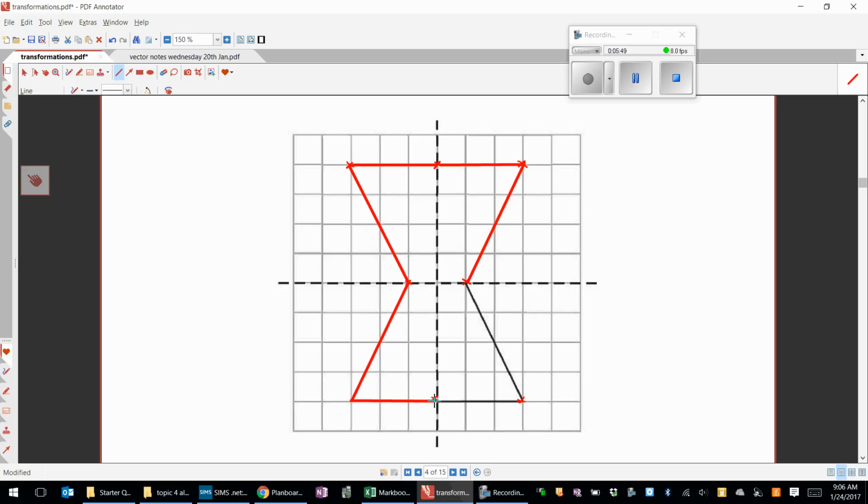Now my tip is be accurate, be careful. You don't want to go one square out. If it looks a bit odd, you've probably done something wrong, so it's worth checking.